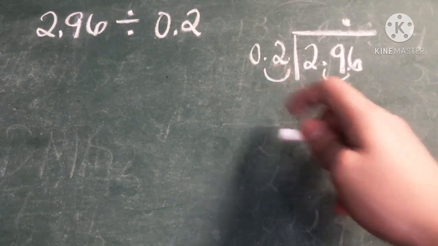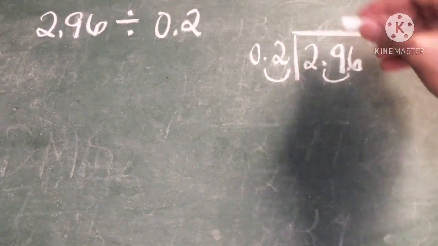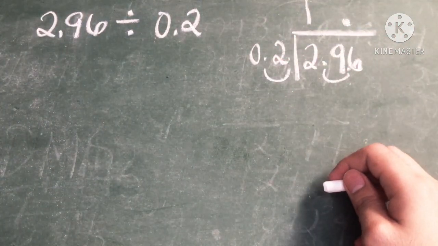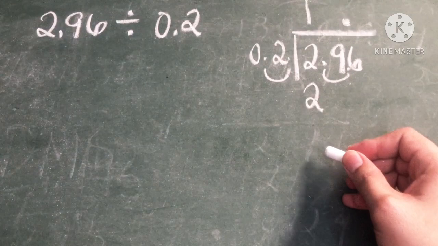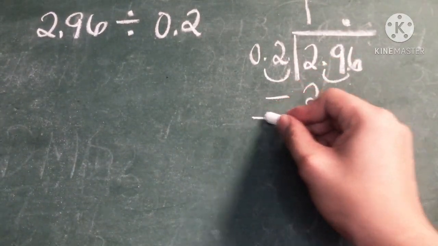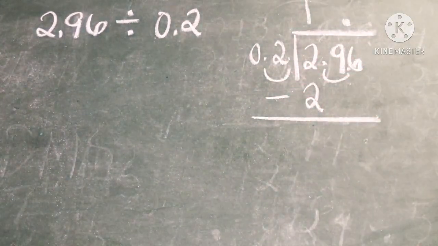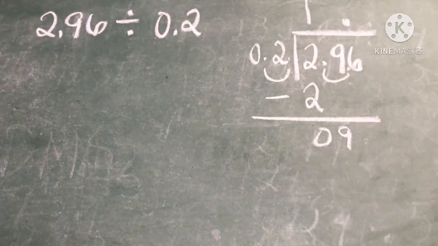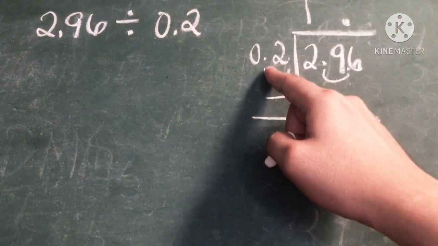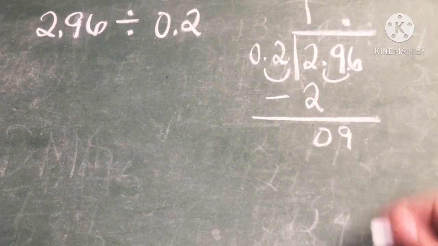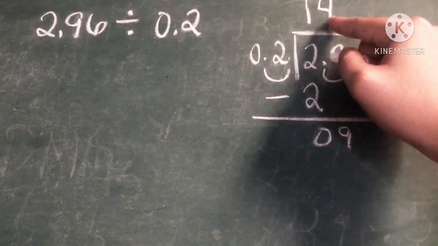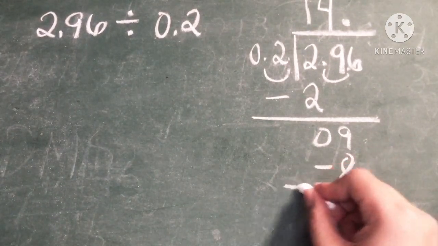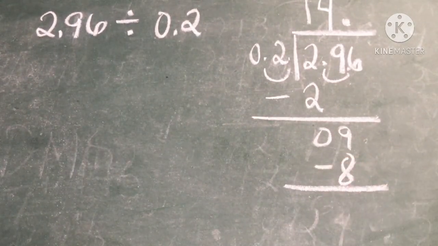So, 2 divided by 2 is equal to 1. Dito natin lalagay sa tapat ng 2. So, 1 times 2 is equal to 2. Then, ang susunod na, so subtract. 2 minus 2 is equal to 0. Bring down 9. Then, 9 divided by 2 is equal to 4. 4 times 2 is equal to 8. And subtract. 9 minus 8 is equal to 1.